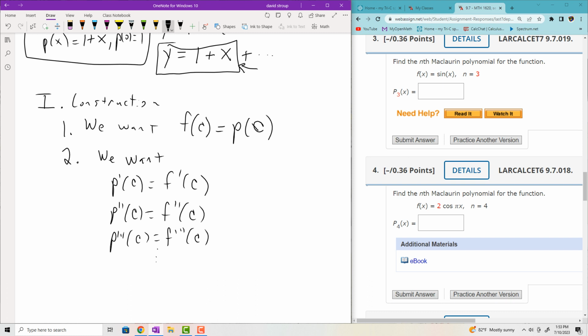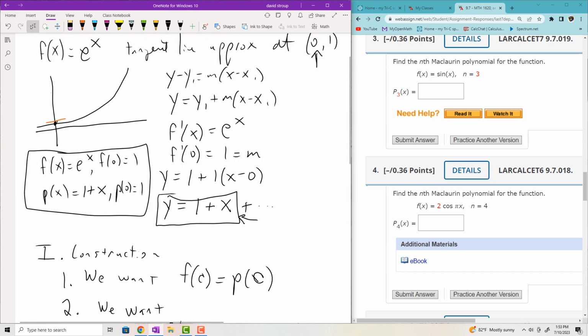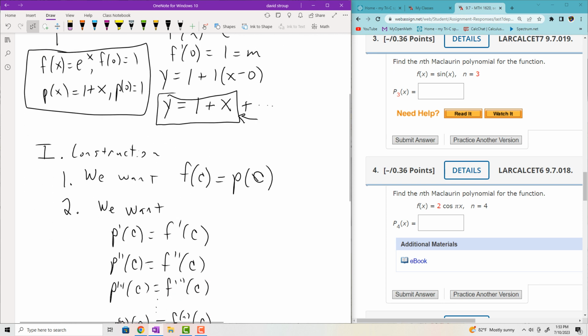And carry that process on all the way up to the nth derivative if we're trying to construct an nth degree polynomial approximation. Okay, so we'll want that to equal the nth derivative of the function, and all evaluated at c. Okay, so let's put this into practice here with an example. We're going to just work with the same function, this e to the x function, and then take it up a notch by producing a fifth degree polynomial.